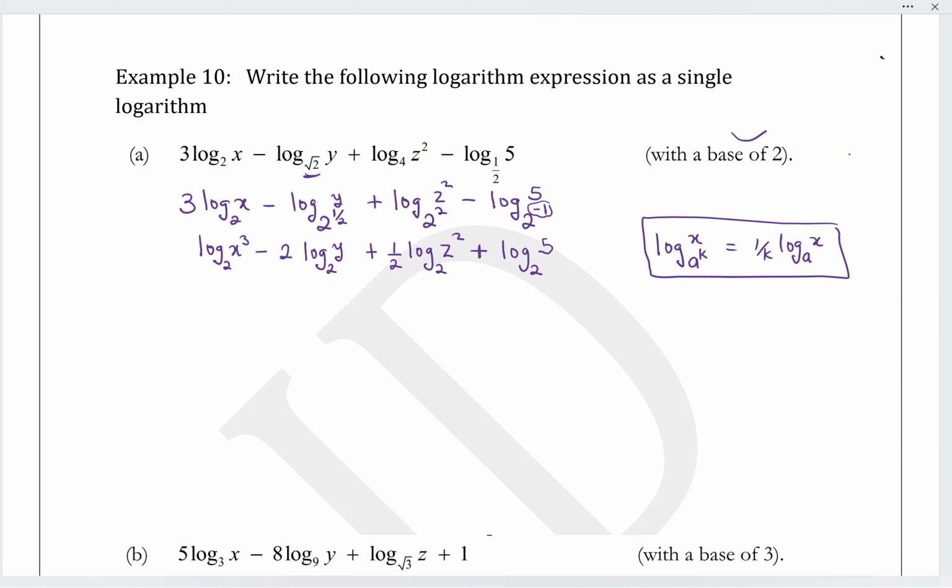Okay, so let me repeat again. Here the k is what? K is minus 1. So 1 over minus 1 will be minus 1. But already here is minus. So minus minus becomes plus.